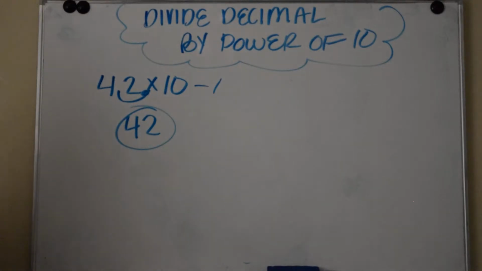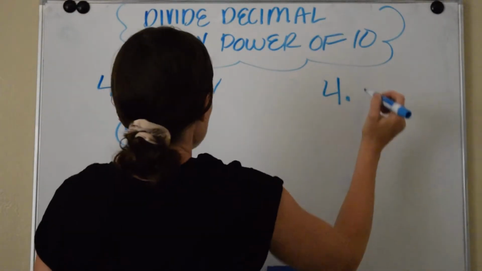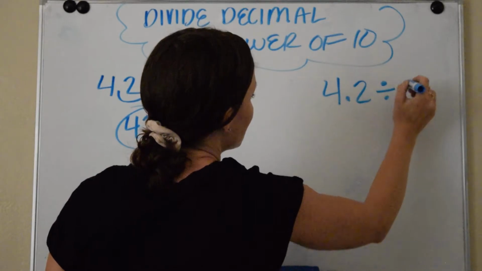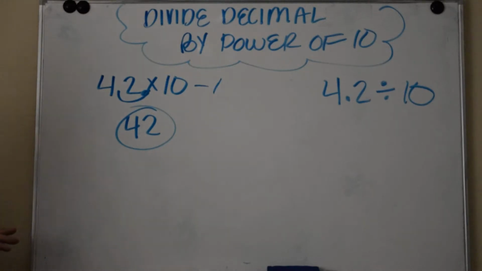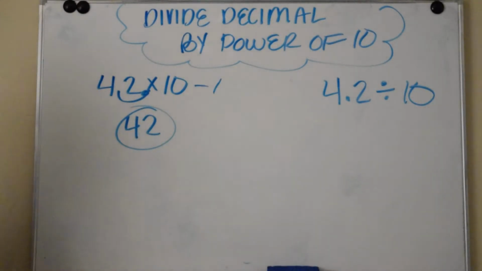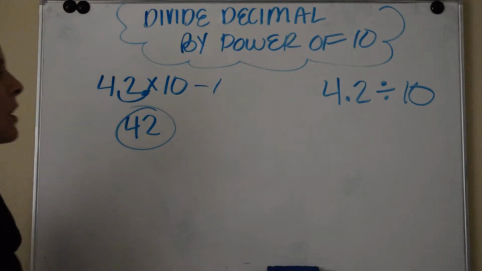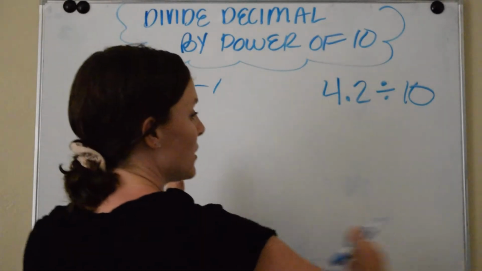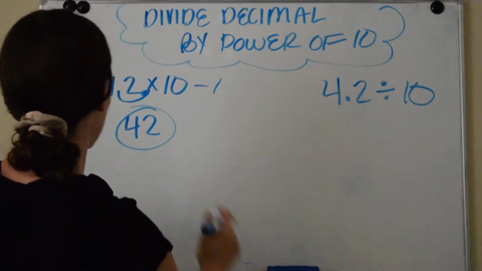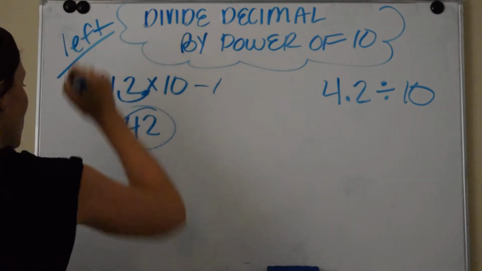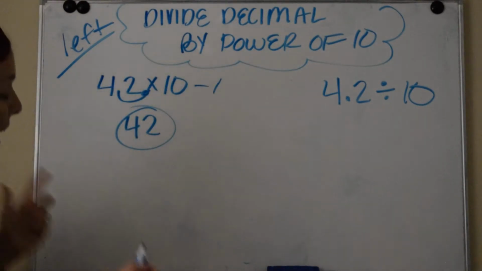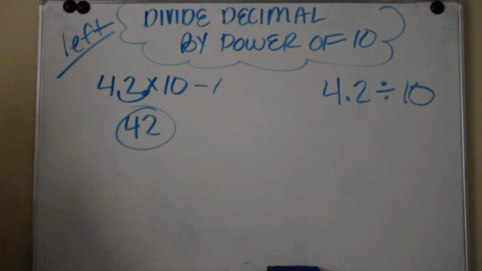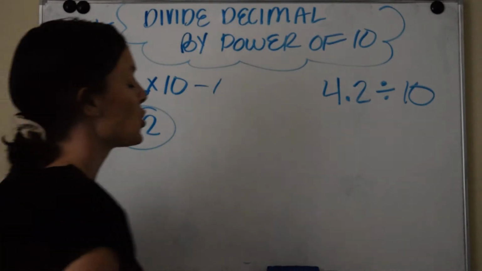What happens when I divide? Well, when you divide something, doesn't it get smaller, right? 4.2 went up to a 42. That's way bigger. But when I divide, things get smaller because I'm breaking up into even groups. So when we divide, instead of moving to the right, you're going to move your decimal to the left, okay? So I'm going to underline that. When we divide by a power of 10, you move your decimal to the left, because if I move it to the left, I'm going to get a very, very small number. It's going to get smaller and smaller and smaller, and I'm going to show you that.